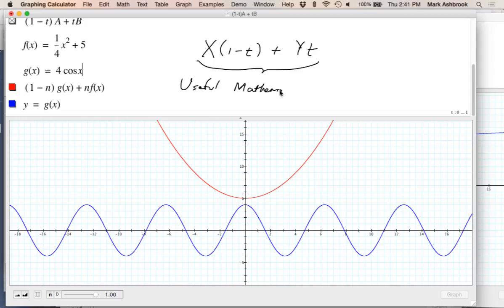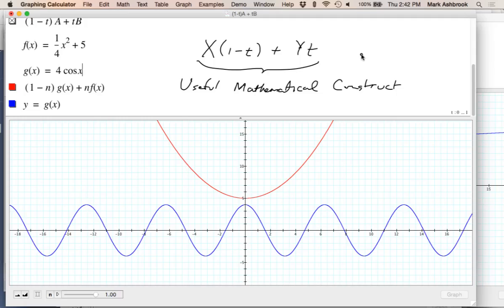What does it do? When your t is 0, it gives you fully x. Whatever x is, it could be a point, it could be a value, it could be a whole function. It could be other things too. It could be a whole set of things, right? It could be a set, all right? When t is 1, you get y, right? So you get whatever y is. It's the point, the value, the function, the set of things, whatever it is.